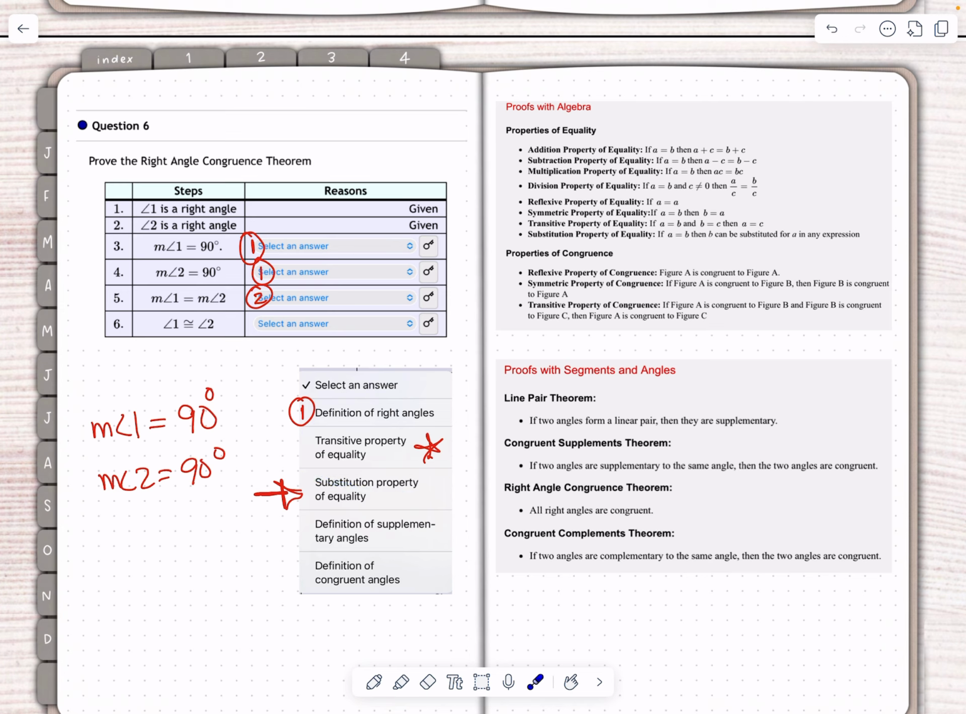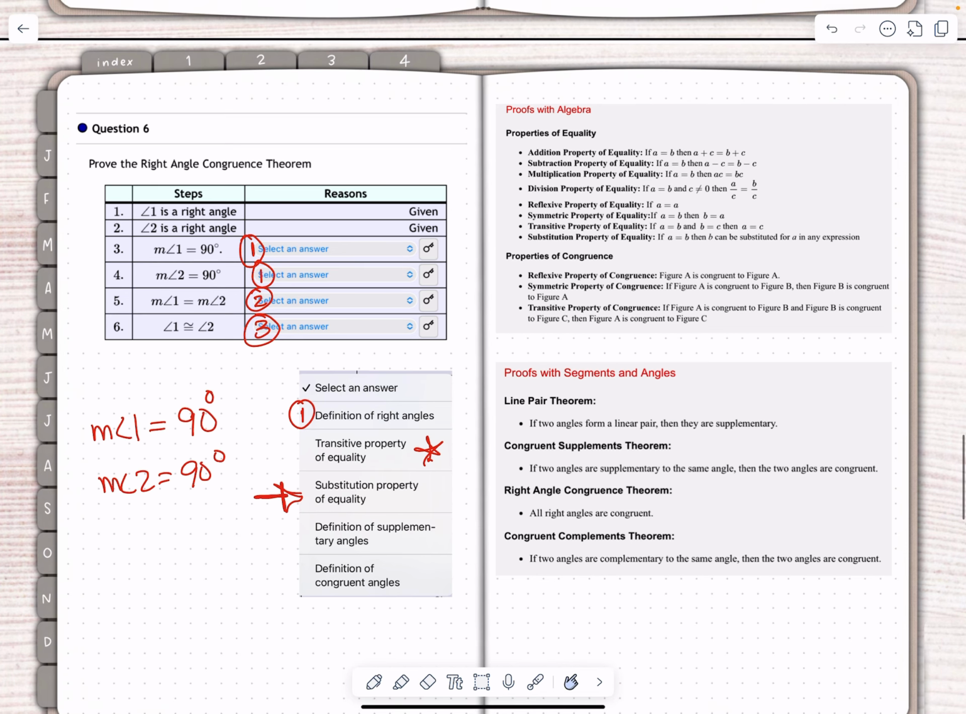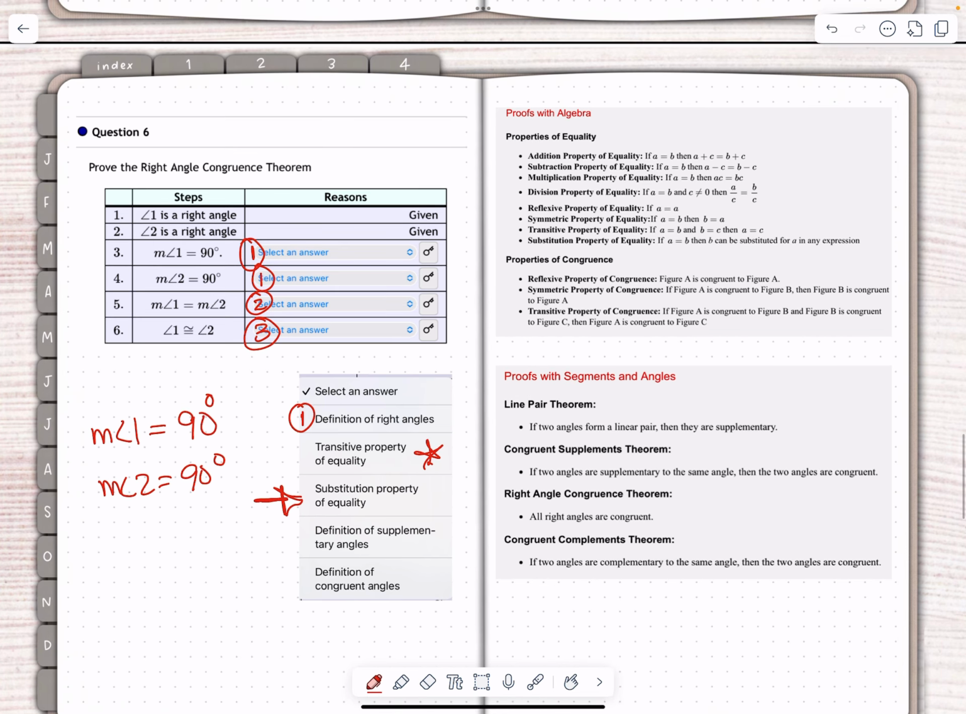Okay, now going on to the next line, we have measure of angle 1 equaling measure of angle 2. How do we get to angle 1 being congruent to angle 2? That is the definition of congruent angles. Definition of congruent angles, let's call this 3. And I lost my pencil, there we go, 3. And this was 2. All right, I hope this helps, and we'll see you in the next question.